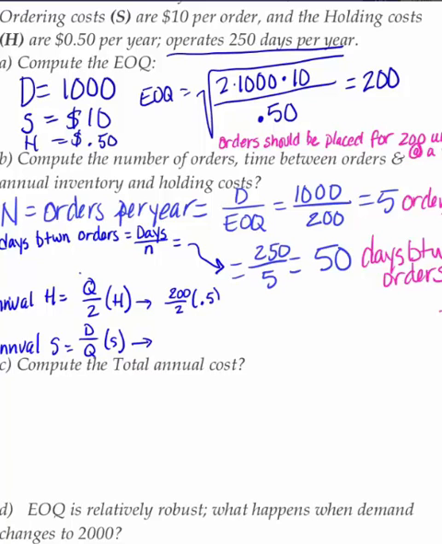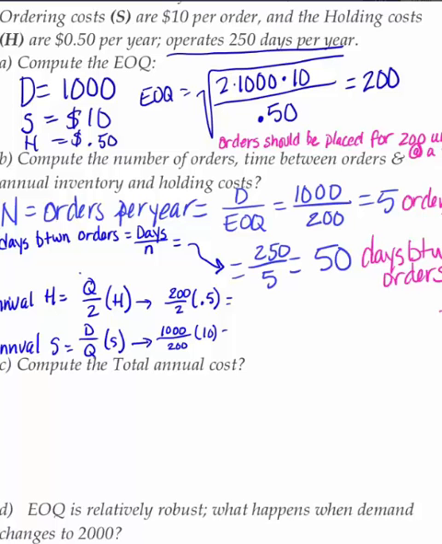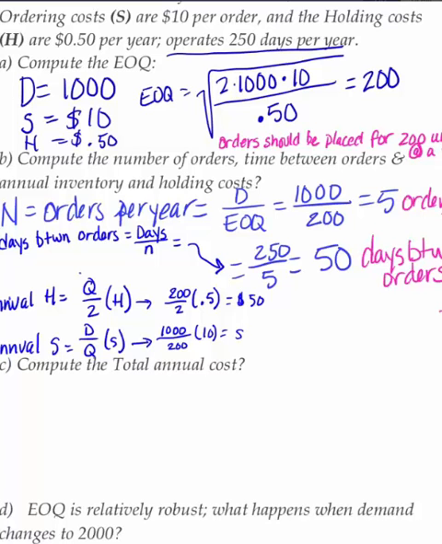And then down here for our annual setup cost, we're just going to take our annual demand, which is 1,000, and divide that by Q, which is 200, and multiply that times our shipping cost, which we know is 10. And we then learn that this is 50, and this is 50.